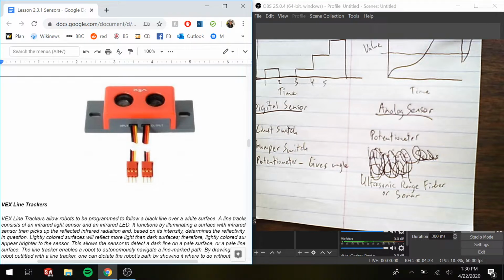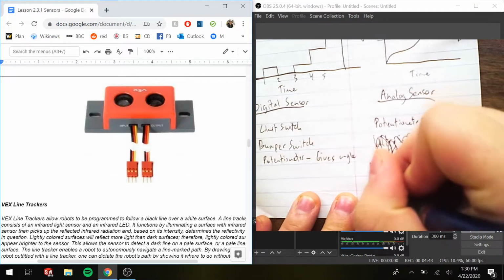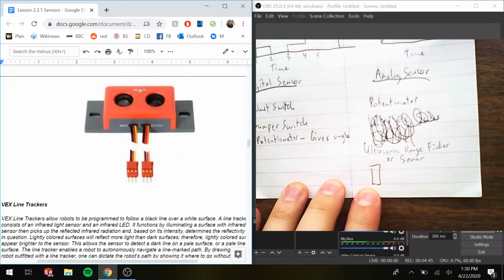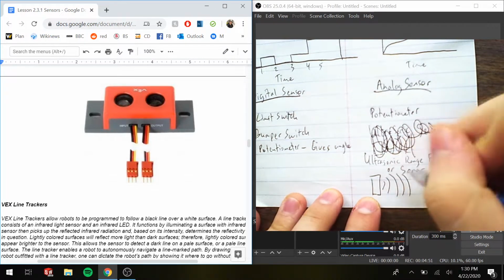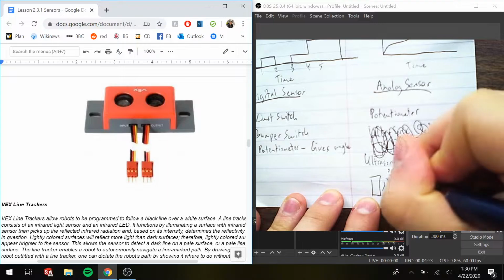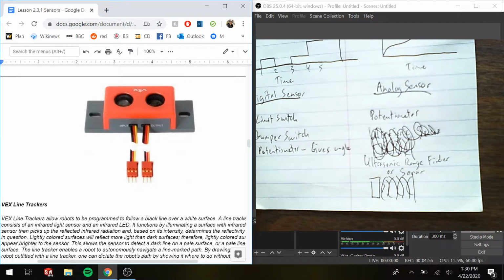Sonar might make you think of a bat. Well, it functions kind of like how a bat sees. For those of you who already know this, a bat sees by bouncing sonar waves, sound waves, off of surfaces, and how long it takes for them to bounce back tells them how far away surfaces are. So let's say this is my sensor. What it'll do is it'll emit a wave, and when it hits an object, that wave will bounce back, and it'll tell you how far away that object is.